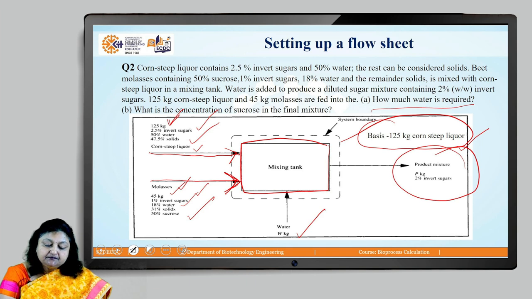So the second question here, what is the concentration of sucrose in the final mixture, that also we need to calculate. So this is the flow sheet which we want to develop for this process. This is the process without reaction, just dilution is there. So how to calculate how much amount of water is added?